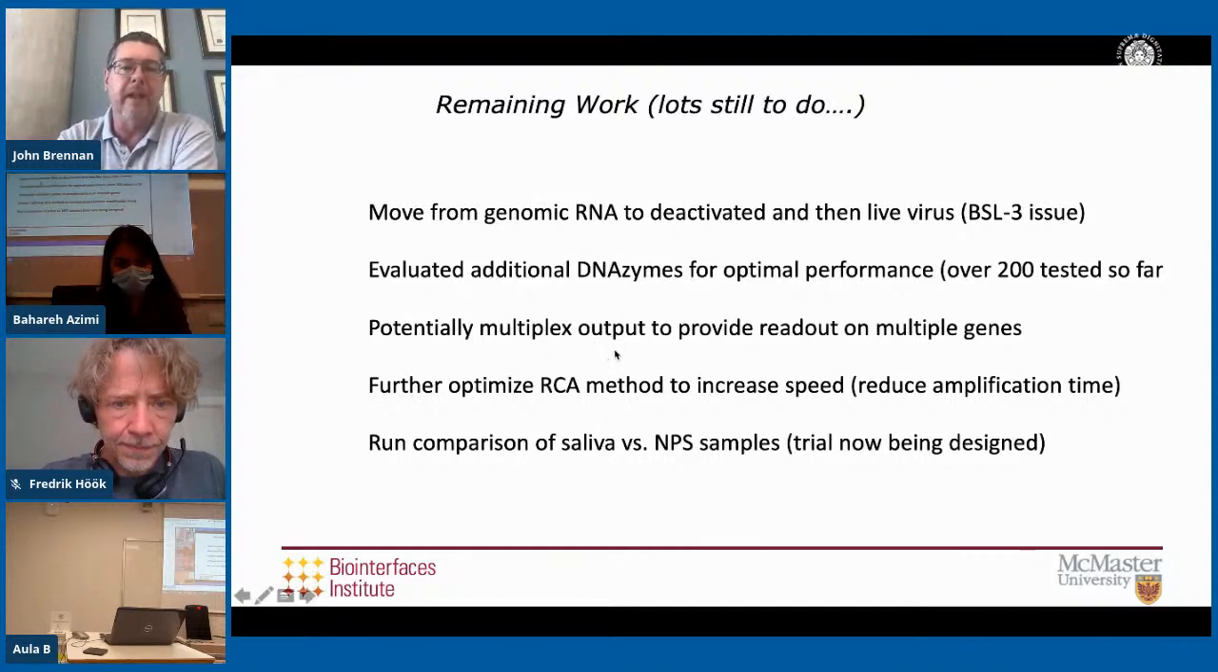We're looking to multiplex the output, so have multiple genes show up as multiple lines so that we'll be much more convinced that if we see a positive test line, it's real. We've done quite a bit of work to optimize the RCA method and increase its speed because we want to use reduced amplification time in order for this to work. And of course, we need to, and we're already setting up to do this, run a comparison of patient saliva and patient MPS samples in order to validate the test. So this trial is currently being designed.